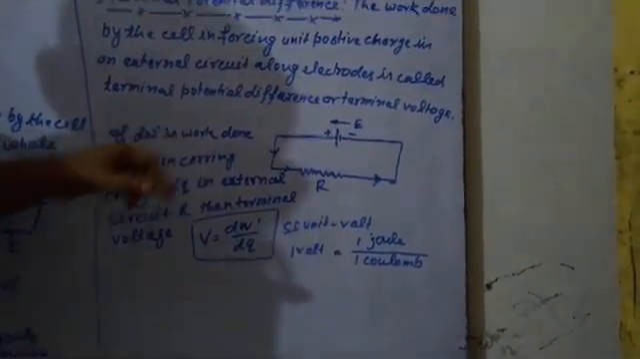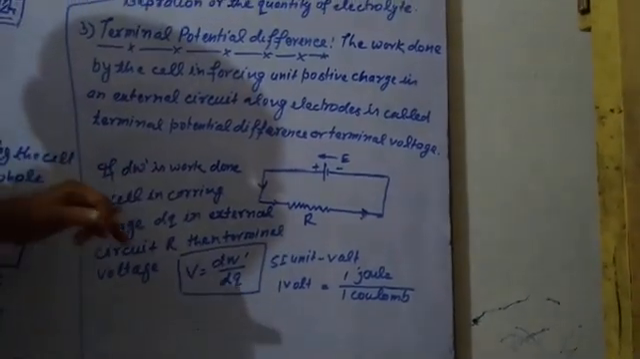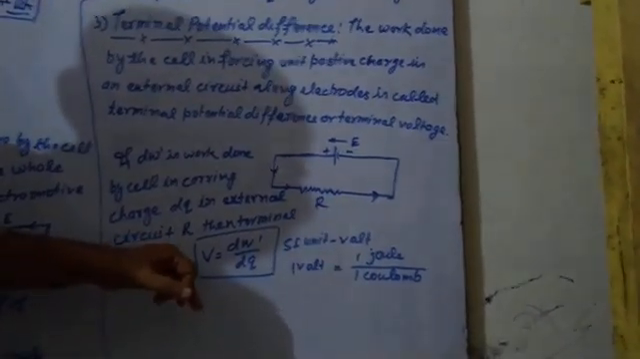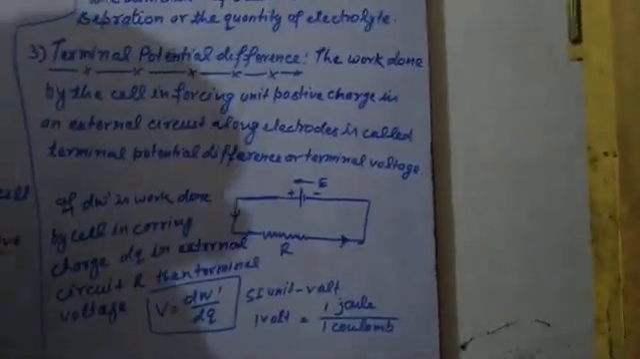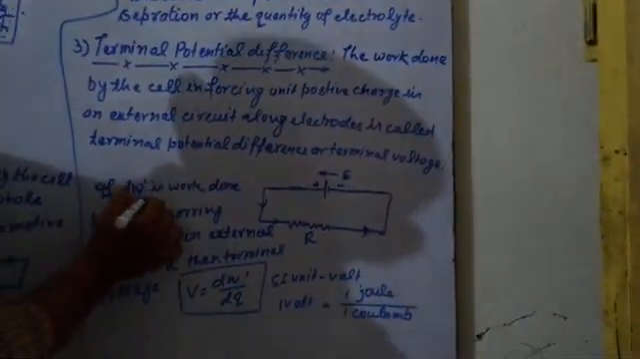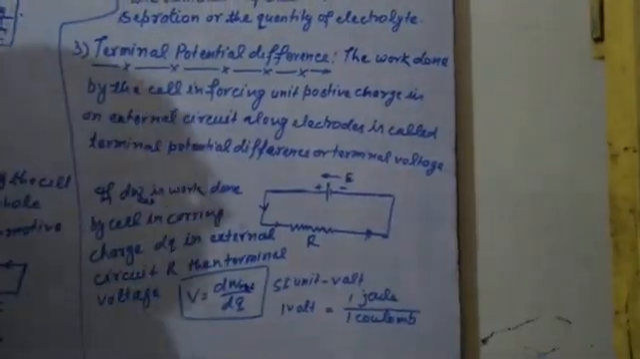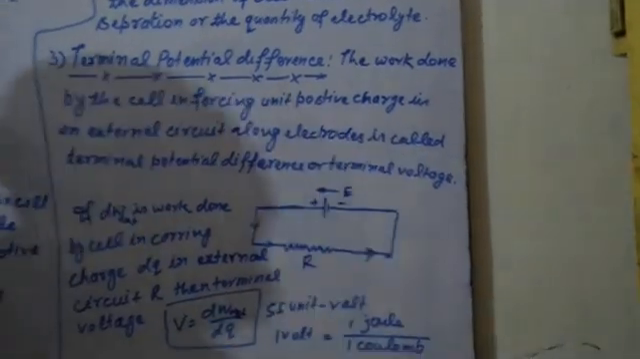If dW is the work done by the cell in carrying charge dq in an external circuit of resistance R, then the terminal voltage V equals dW external upon dq. Its SI unit is volt, and 1 volt equals 1 joule per coulomb.